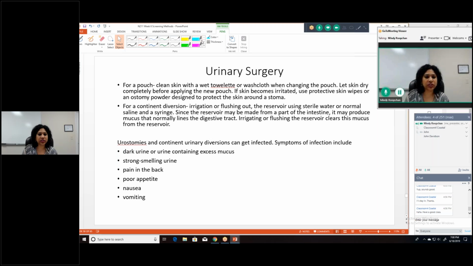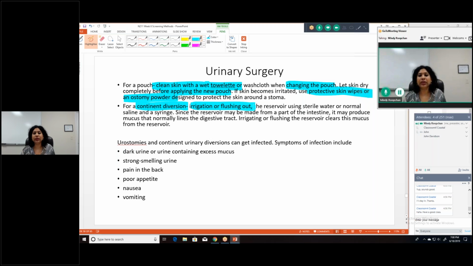And then urinary surgery. So for a pouch, clean the skin with a wet towelette. When changing the pouch, you let the skin dry completely before applying the new pouch. If the skin is irritated, use protective skin wipes or an ostomy powder specific for that, not just any old powder.